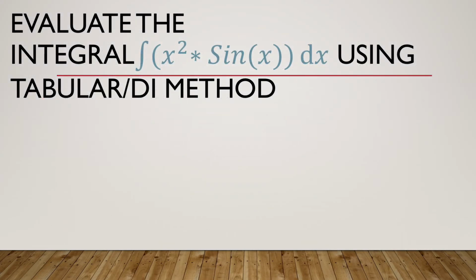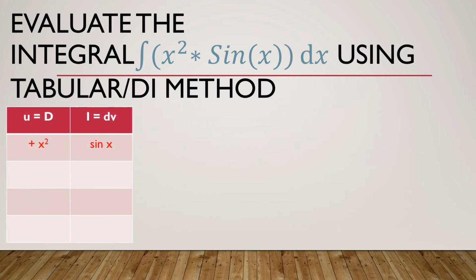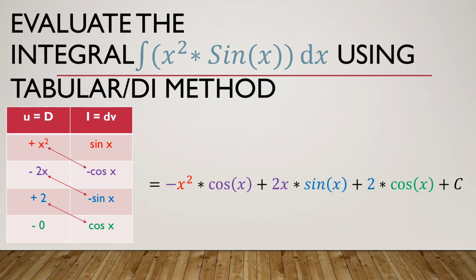To demonstrate the tabular or DI method, we're going to use our previous example of the integral of x squared times sine x. To begin, we're going to set up a table having the f and the g function on the left and on the right respectively. We're going to then take the derivative and antiderivative of those functions, which produces 2x and negative cosine x. Then the derivative and antiderivative again, which produces 2 and negative sine x. And finally 0 and cosine x, which when arranged gives you the previous answer that we got in our last example.